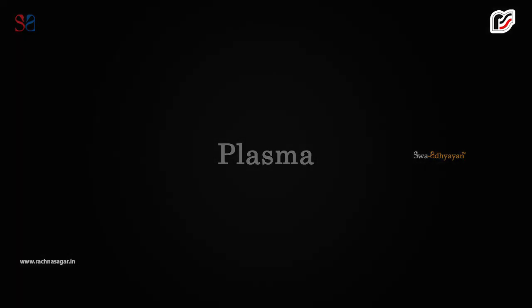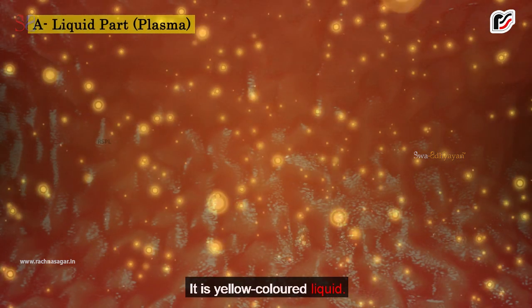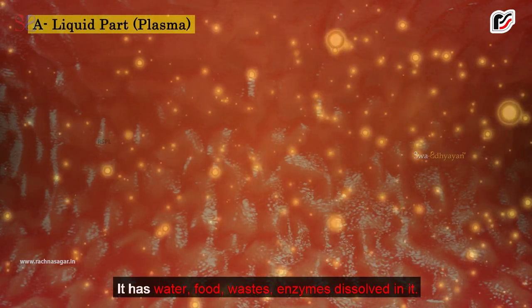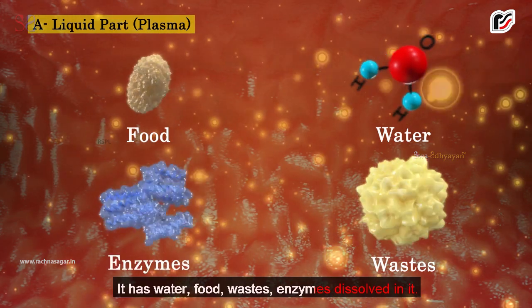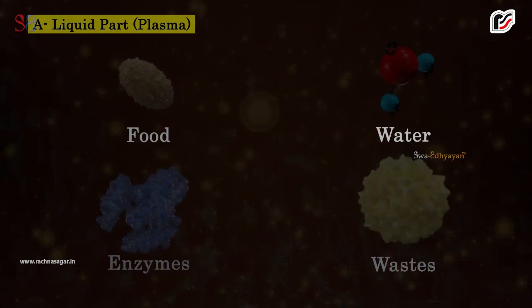Plasma. It is a yellow-colored liquid. It has water, food, wastes, and enzymes dissolved in it.